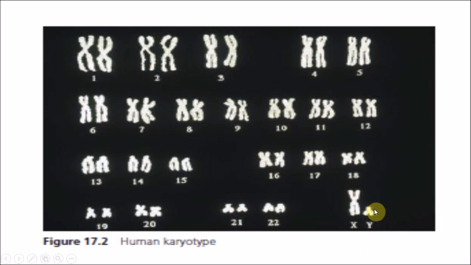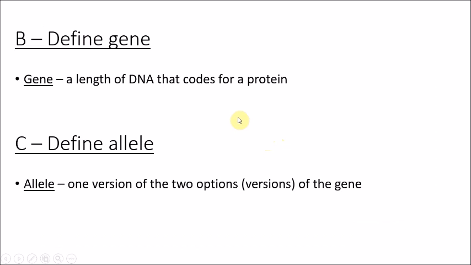This chromosome pair here determines sex, so like male or female. These don't match. These are not matching pairs, which is why it determines the sex of the offspring that's made. The next two things are fairly easy. We've got to define a gene and define an allele.